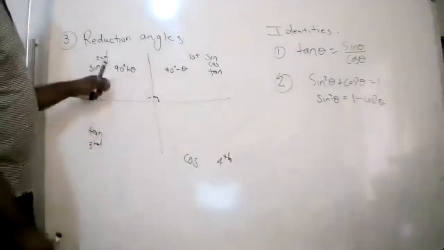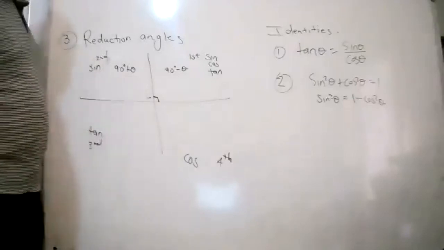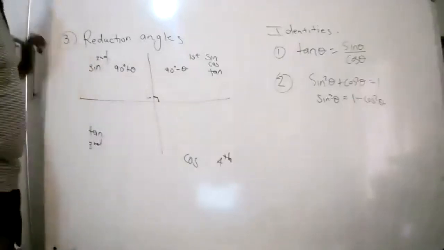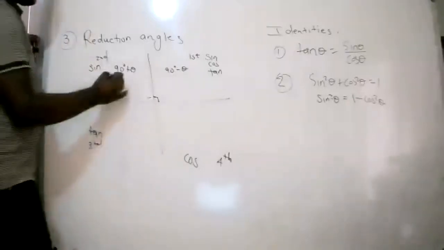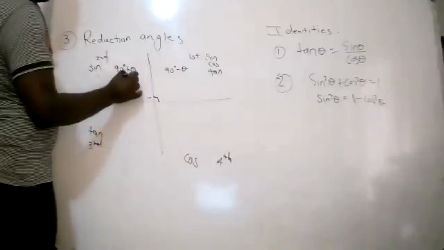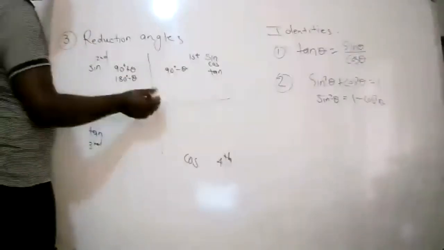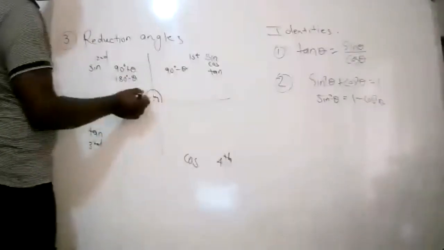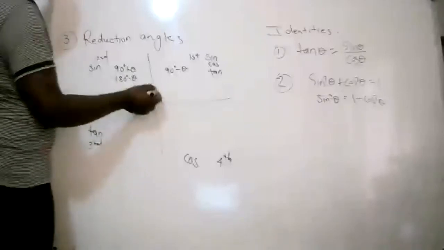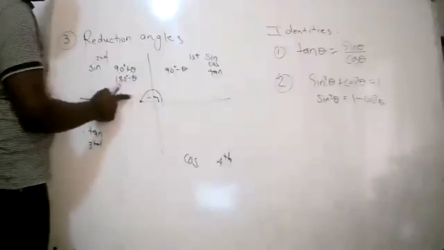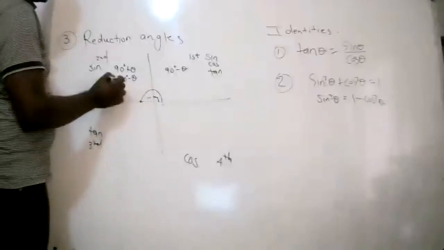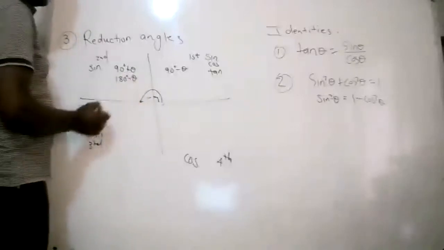Can you tell me another angle we can find on the second quadrant? 180 minus theta. Very true. 180 minus theta we find on the second quadrant, because 180 is this angle here. So it means 180 is the maximum angle. But for us to generalize all angles inside the second quadrant, we say 180 minus theta.